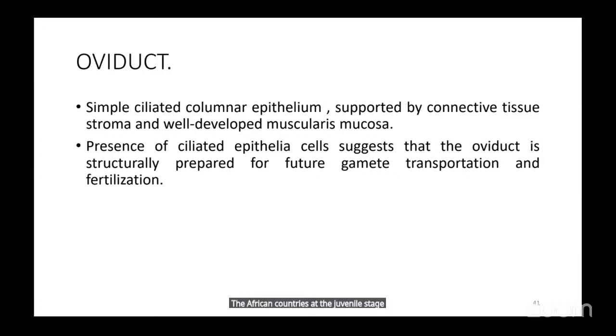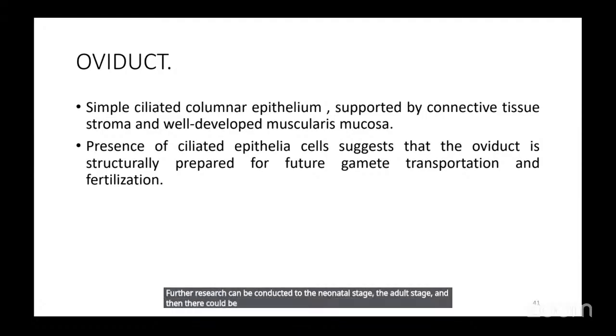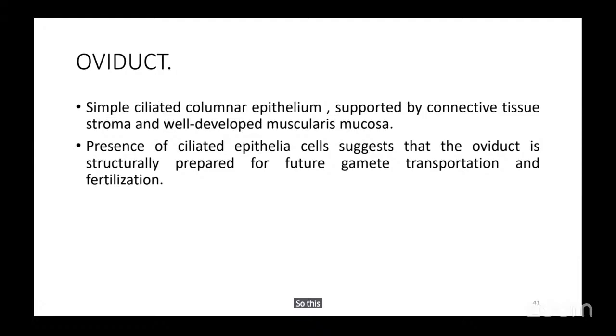Other research can be conducted on the neonatal stage and the adult stage, and then there could be a cross-sectional study to bring the expression at all the different stages together. But so far, as of today, no work has been published on these particular markers.